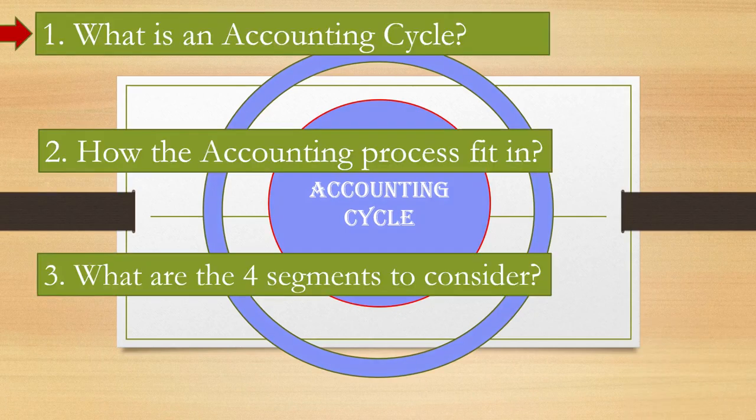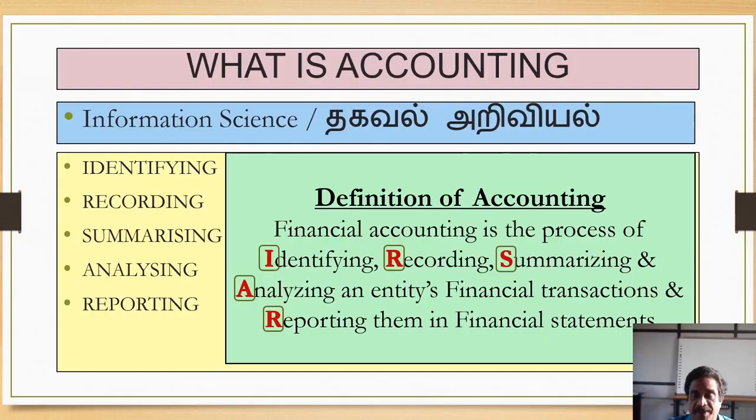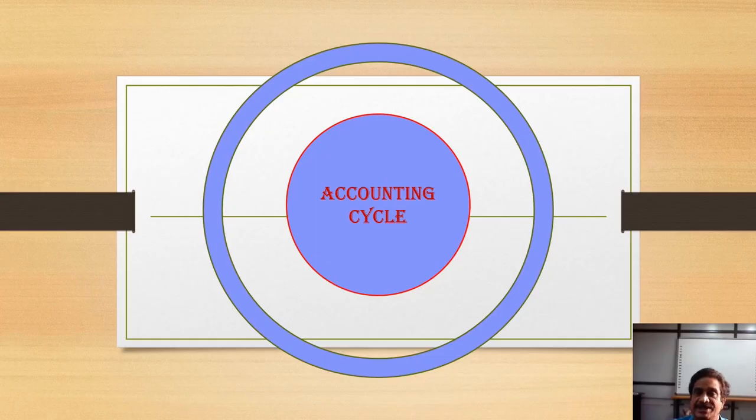Now let us jump into the accounting cycle. Before that, I want you to recap the definition of the accounting. We saw before that the definition of the accounting consists of 5 segments, which are identifying, recording, summarizing, analyzing and reporting. Now let us jump into the topic of accounting cycle.